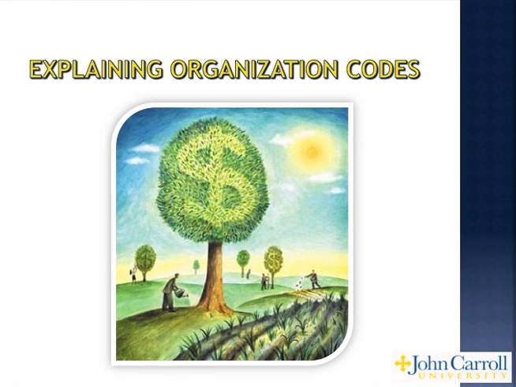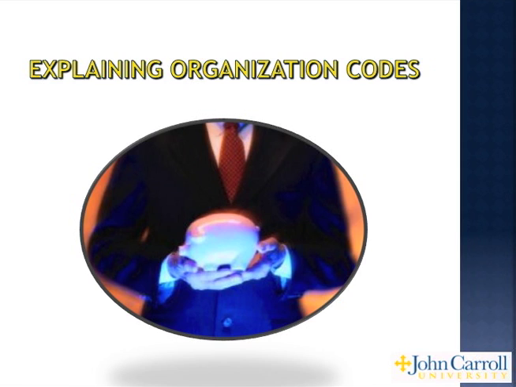Explaining organization codes. Each student organization has 2 accounts: a savings account and an LSO account. Each is represented by a 6-digit organization code, with the first 5 digits identical. The last digit will be a 1 to signify your savings account and a 2 to signify your LSO account. Any money raised through fundraising, dues, participation fees, donations, etc. will enter your savings account.